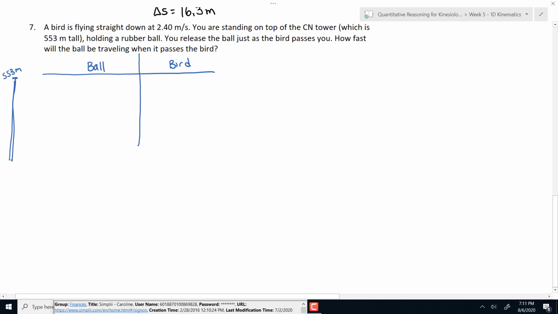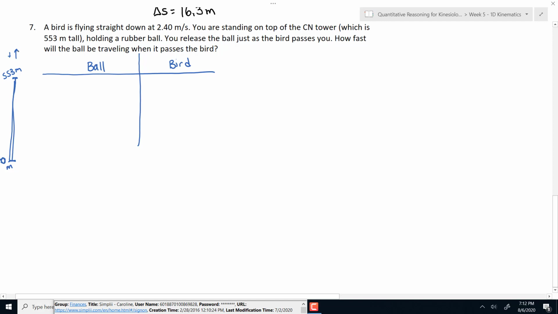Okay, so if that's the case and down at the bottom on the ground is 0 meters, then this implies that up is positive, because moving upwards, our numbers are getting more and more positive. They went from 0 to 553. So that means that up is positive. So let's say up is positive in this question.